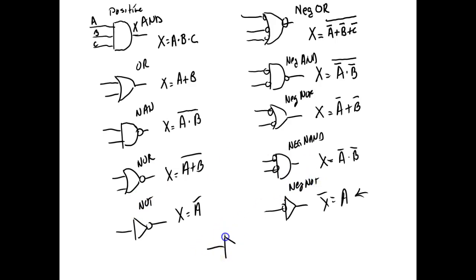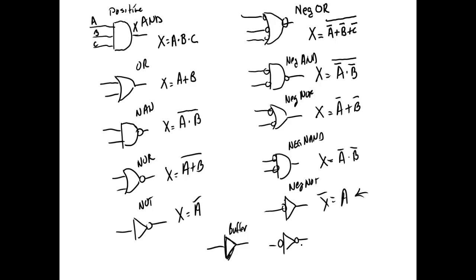And what's this guy right here? Yeah, buffer. And a buffer is just a go-between, right? There's no such thing as a negative buffer, but a buffer is just a go-between.